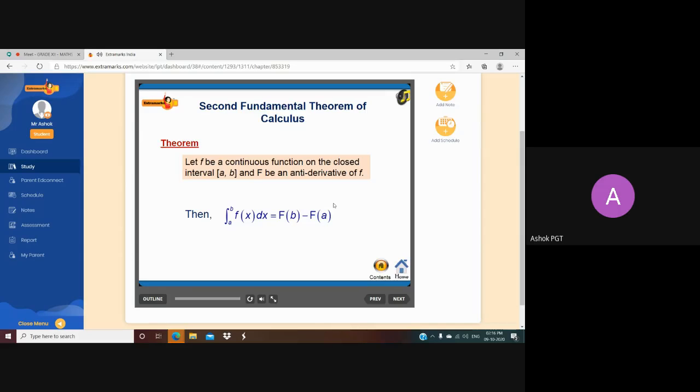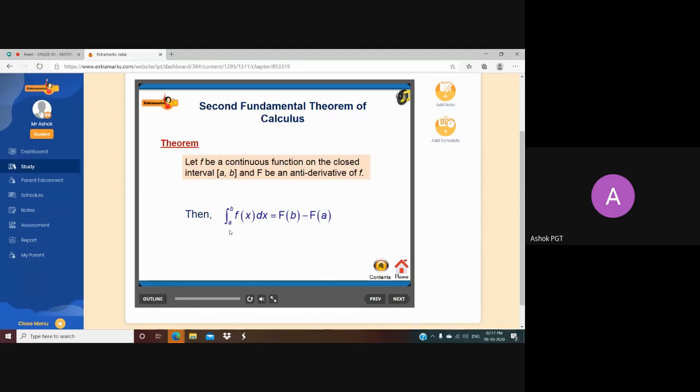Students, I told you antiderivative means integration. Derivation means differentiation. Antiderivative means the opposite of derivation. The opposite of derivation is integration. Hence, antiderivative of f means integration of f. That is what is given here. Integration of f of x from a to b.